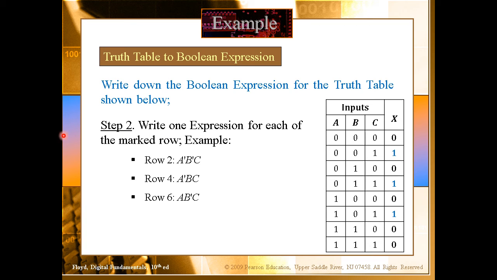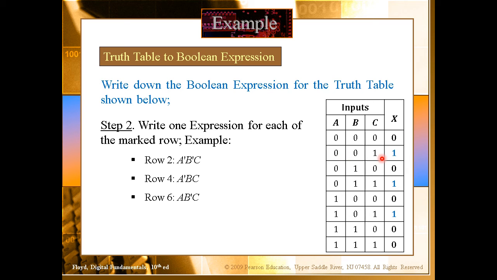How do I write this expression? It's actually very simple. Let's look at row 2. If the value of A is 0, that means you have to write A prime. If the value is 1, you have to write A. For example, for row 2, my expression would be A prime, B prime, C. Why? Because A equals 0, B equals 0, and C equals 1.